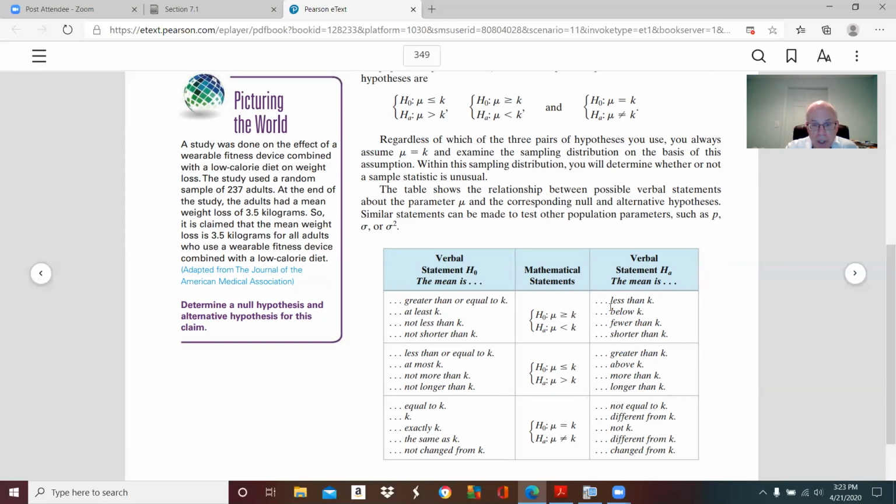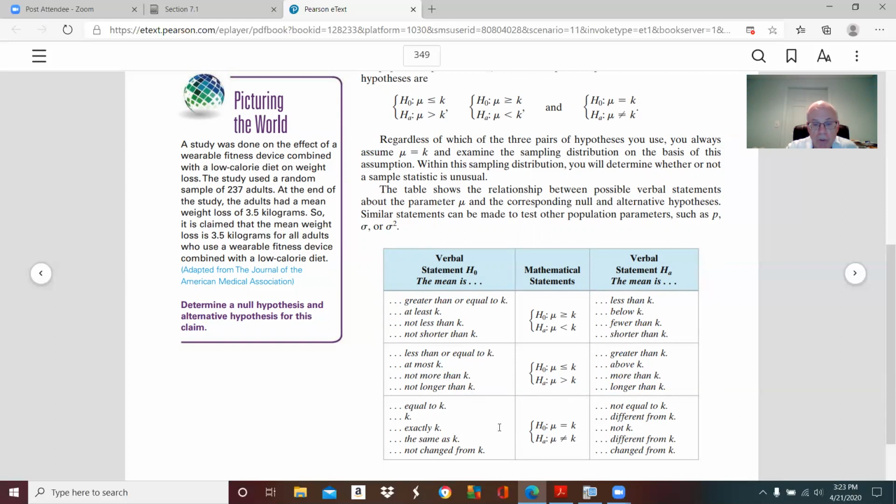Now for the alternative here, less than, below, fewer than, shorter than, I think all of those hopefully make sense to you. For the null hypothesis, which has less than or equal to, well, that's less than or equal to. That's one phrase you can use. At most also means less than or equal to. Not more than also means less than or equal to. And not longer than means less than or equal to. And then the alternative over here, it's greater than, above, more than, longer than. That makes sense. And I think these hopefully make sense to you here.